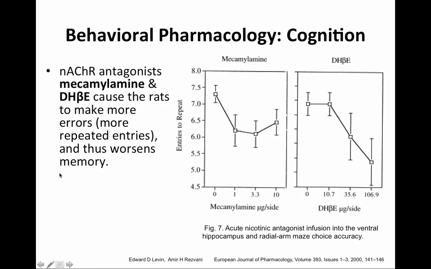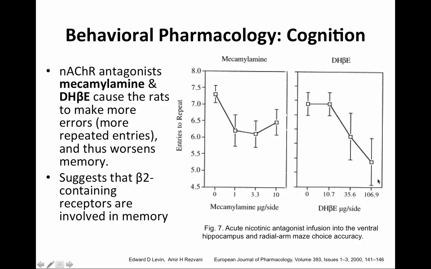In these panels, you can see that the nicotinic receptor antagonists mecamylamine and DHβE cause the animals to re-enter the arms that it has already visited sooner compared with no drug administration. This suggests that nicotinic receptors in the ventral hippocampus are involved in working memory because these antagonists were infused into this particular brain region. The use of DHβE, an antagonist that affects beta-2 containing receptors, suggests that beta-2 containing receptors are involved in working memory, but this would still implicate many possible combinations.